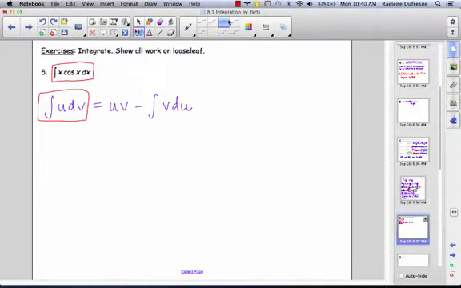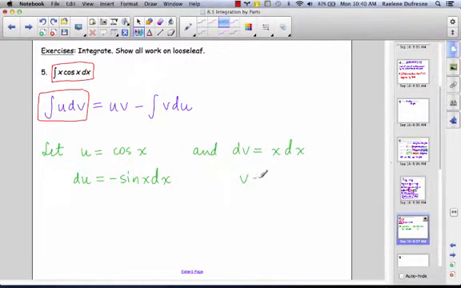We could either let u equal cosine x, and that means that du would equal negative sine x dx, and we would let dv be the rest of what is multiplied by cosine x, namely x dx. And therefore v would equal x squared over 2. We're not going to be using plus c's here. We will put a plus c one time at the very end of the indefinite integration.